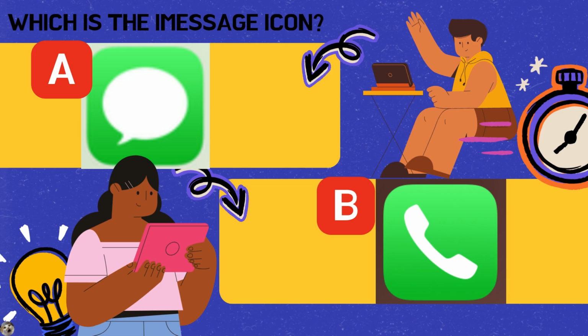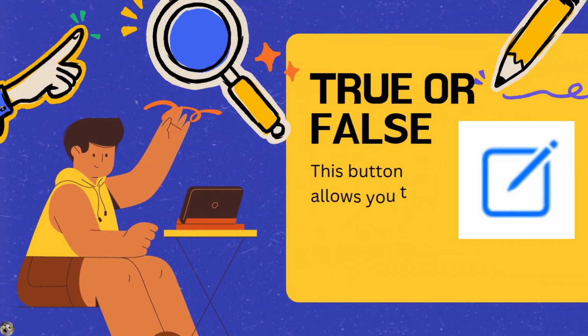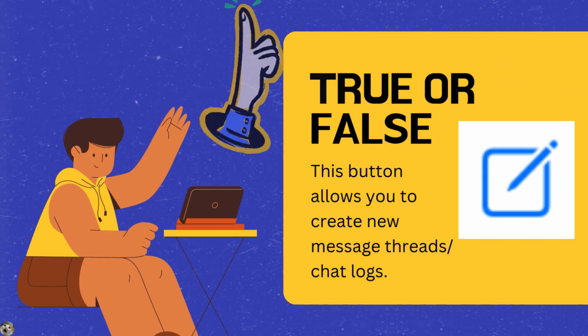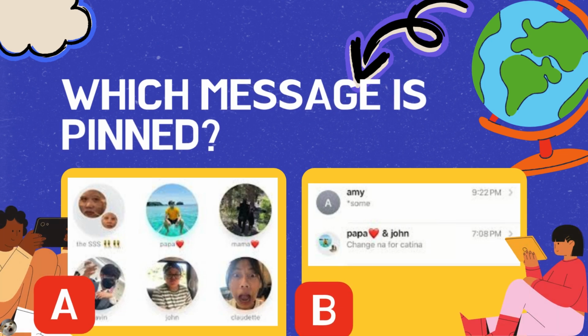If you said A, you'd be correct. B is the phone app. True or false? This button allows you to create new message threads or chat logs. If you said true, you would be correct. Which of these indicates a pinned message, A or B? If you said A, you would be correct. B is the normal contacts list.